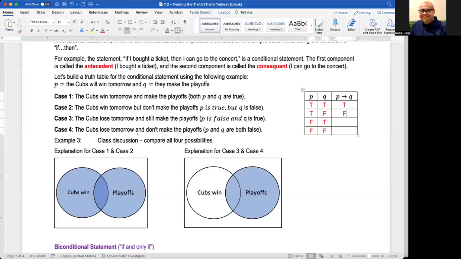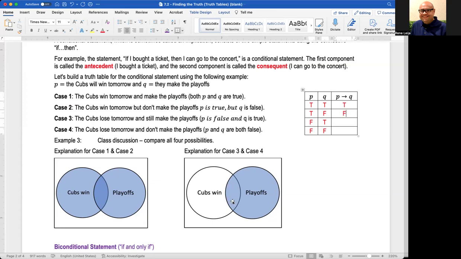The Cubs lose tomorrow and still make the playoffs. This is actually true. And the Cubs lose tomorrow and don't make the playoffs. That is actually true. Now, watch. If the Cubs lose tomorrow, I couldn't get a better picture of this. If the Cubs lose tomorrow, then this part should not be shaded.